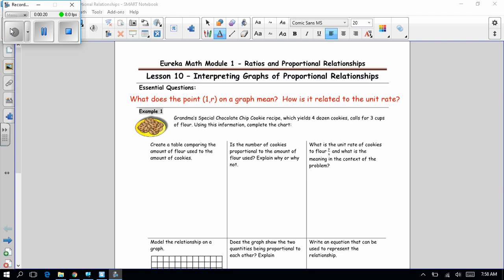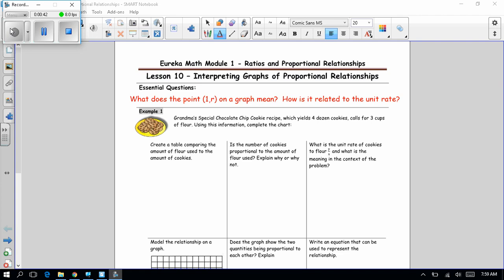What does the point (1, r) on a graph mean? And how is it related to the unit rate? So that r, we're going to figure out what that is today and how it's related to what's going on in the unit rate.